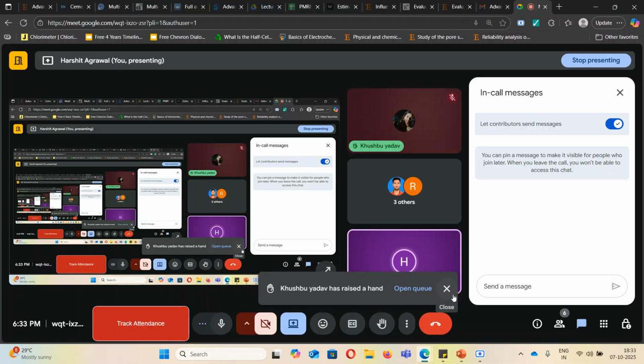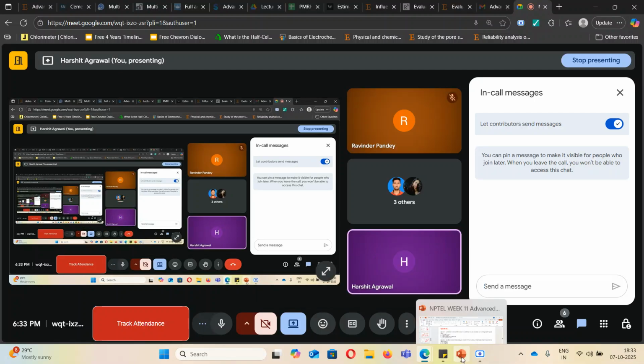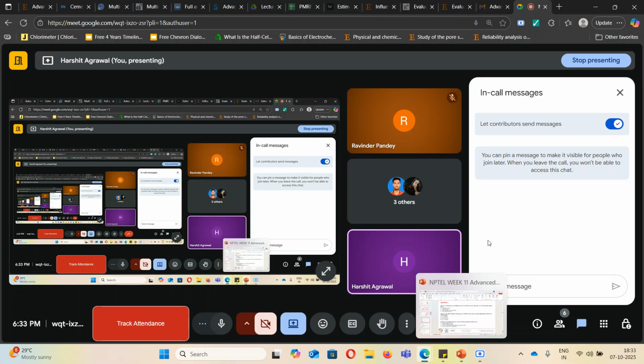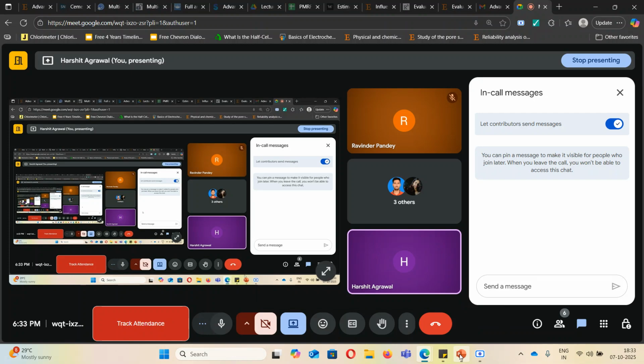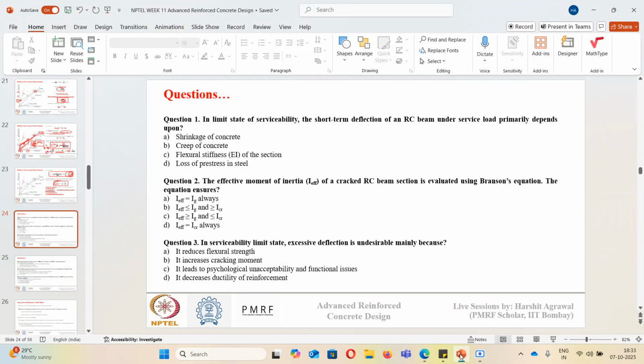Yes, Khushbu, you can ask. If you are unable to unmute and speak, you can type in the chat box also. In the meantime, can anyone tell me the answer for question number one?